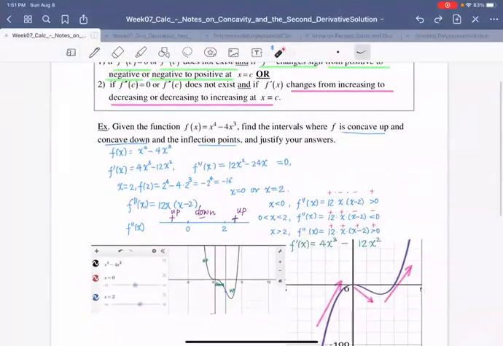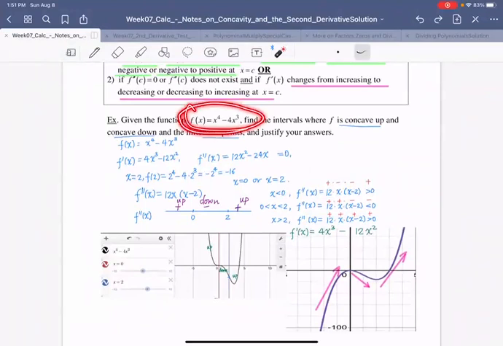Who is the first derivative for this one? Angela, who is the first derivative? 4x cubed minus 12x squared. So we can draw this guy on the graph calculator. So this is the first derivative.